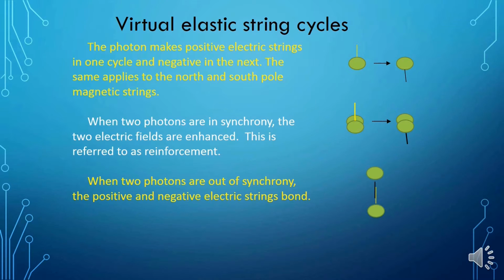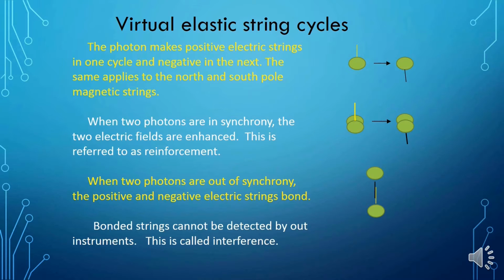When two photons are out of synchrony, the positive and negative electric strings bond. Bonded strings cannot be detected by our instruments. This is called interference.